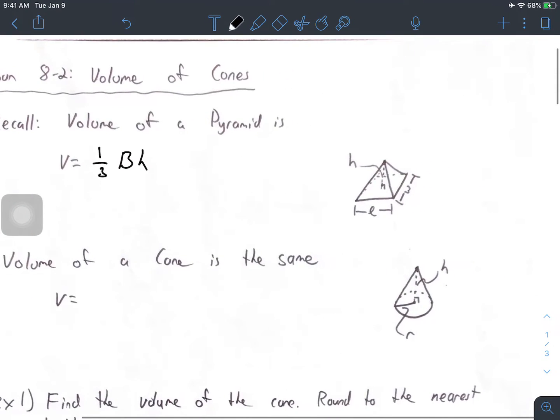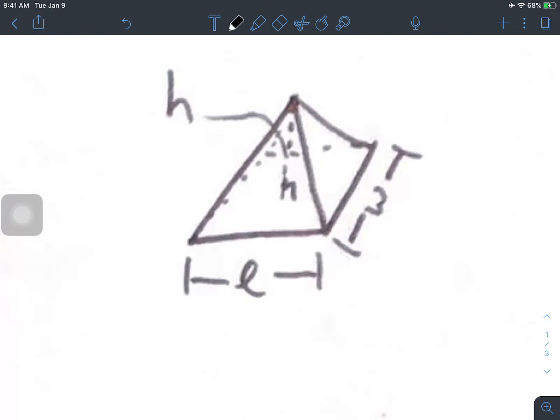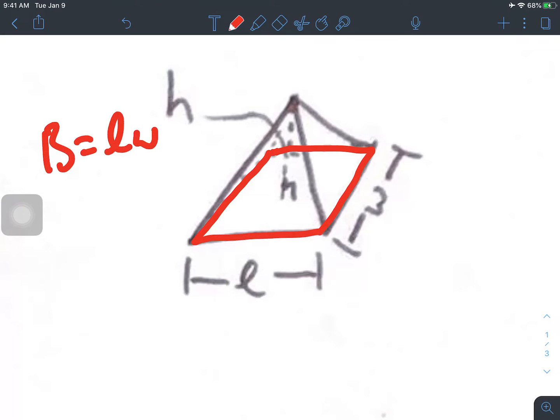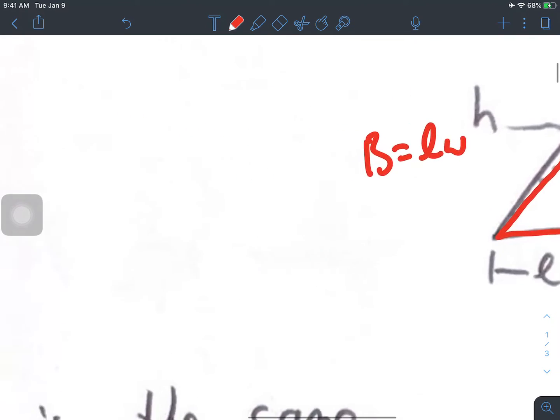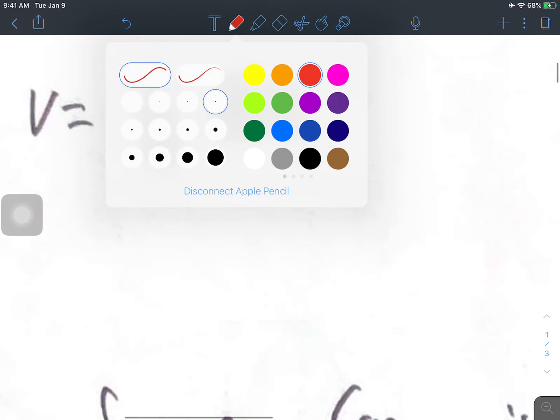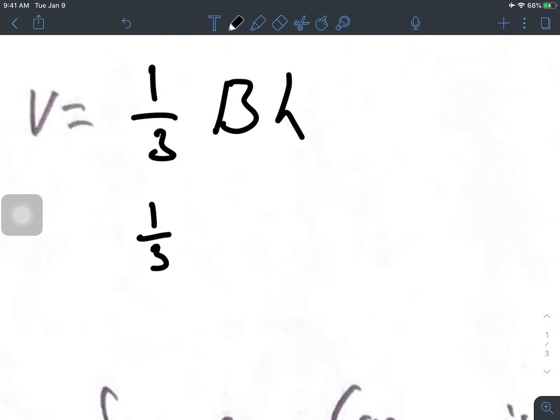Now, if we look at this pyramid here, the base of this pyramid, it doesn't necessarily look like a rectangle, but it is still a quadrilateral. And the area of a quadrilateral, in this case, would be the length times the width. So if we look back at this formula then, for a pyramid, we'd have 1/3 times length times width, which would be the area of the base, and then the height of the pyramid.